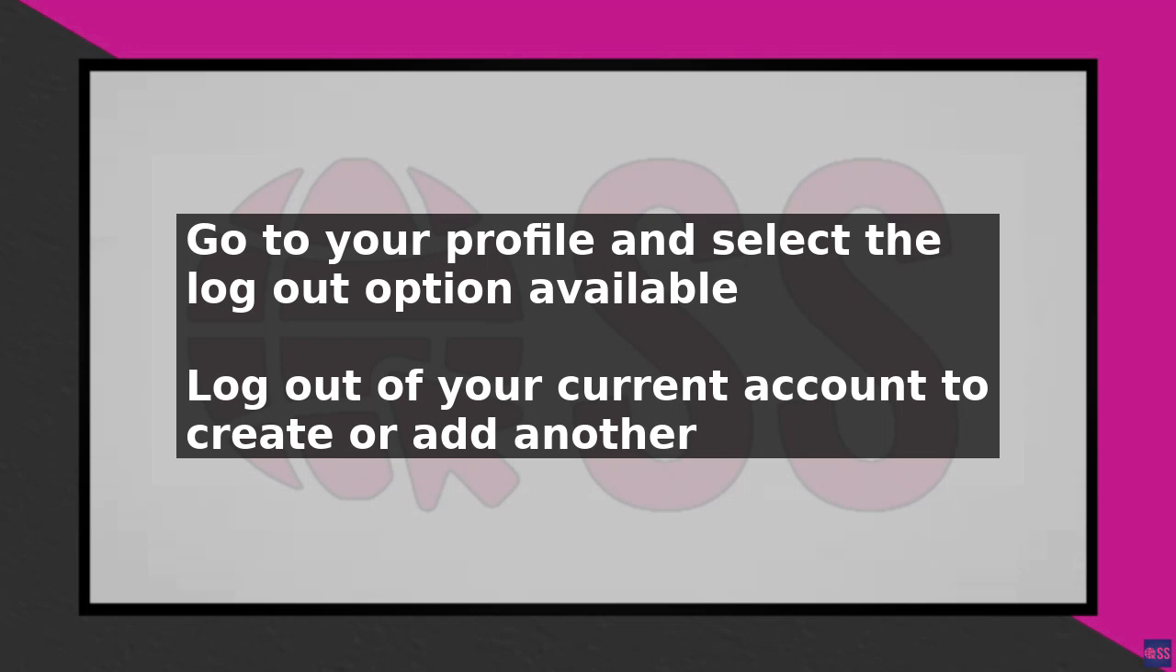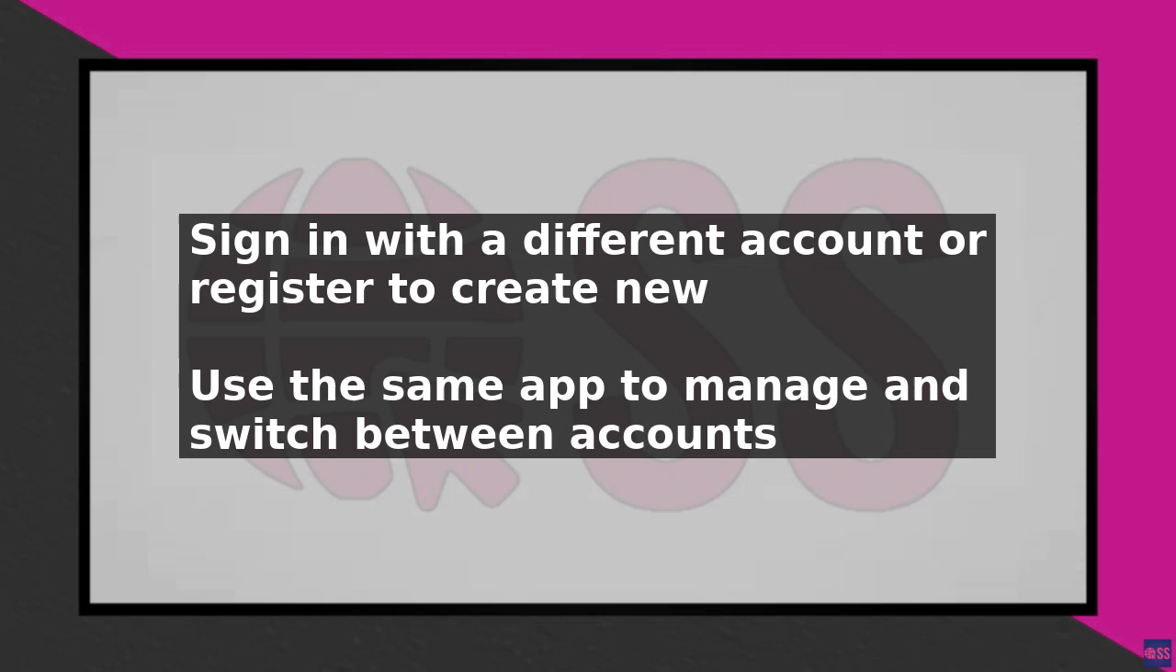Open the app, and you will see various sections, including Search, Publish, Messages, and your profile. To add a second account, note that merging accounts is not an option, but you can use multiple accounts. Go to your profile, where you will see options to close your account or log out.